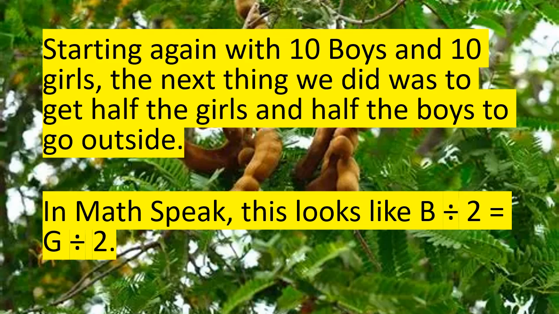So starting again with 10 boys and 10 girls. The next thing we did was to get half the girls and half the boys to go outside. In math speak, this looks like B divided by 2 equals G divided by 2.